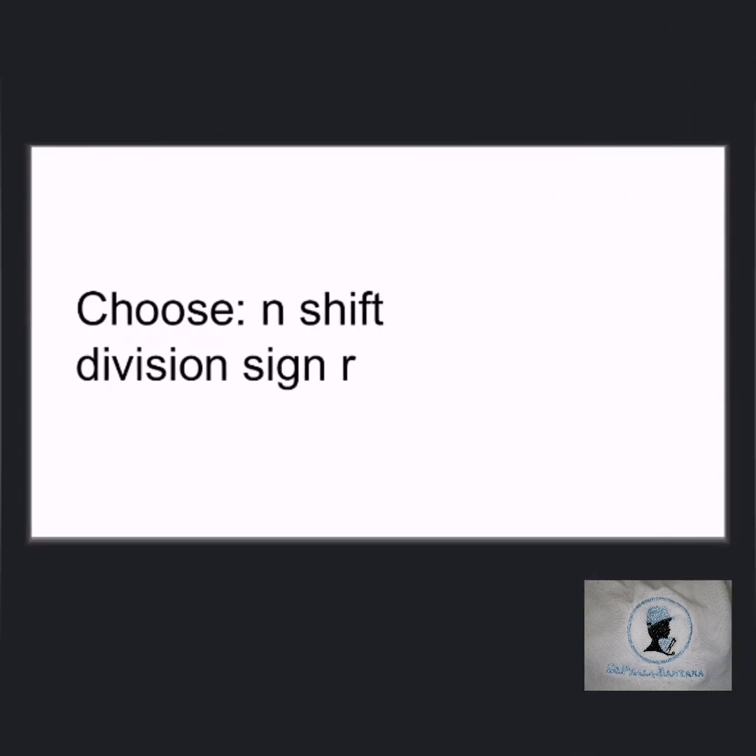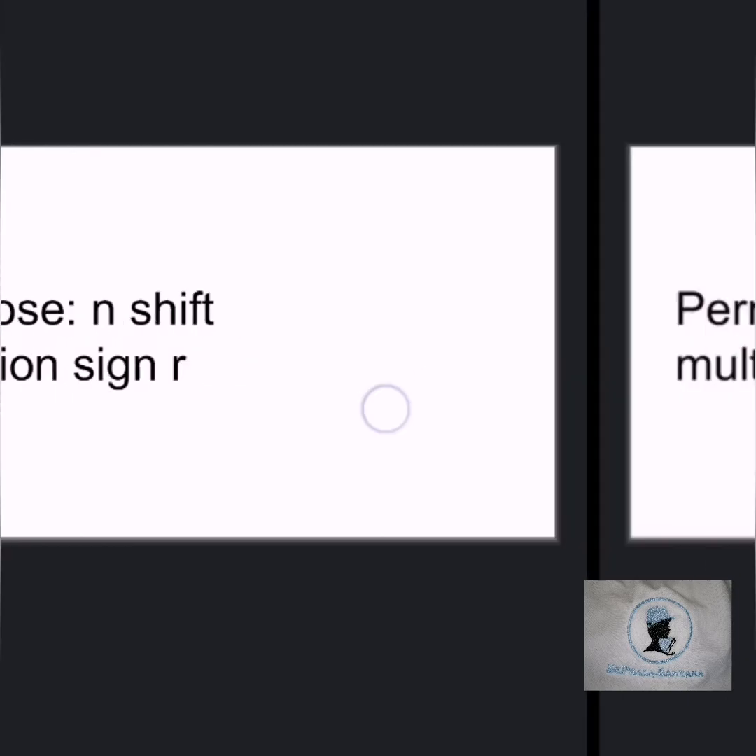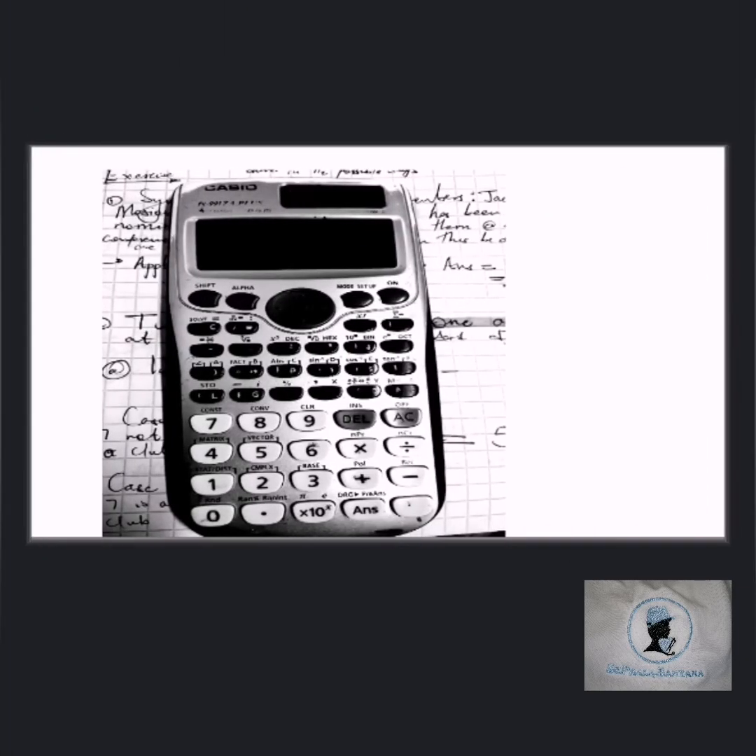When using the combination formula, you are going to press n, which is any number, shift, division sign, R. So using a calculator, let's say you had 7 choose 5, you will press 7, shift, division sign, 5, equals, and then you will get your answer.